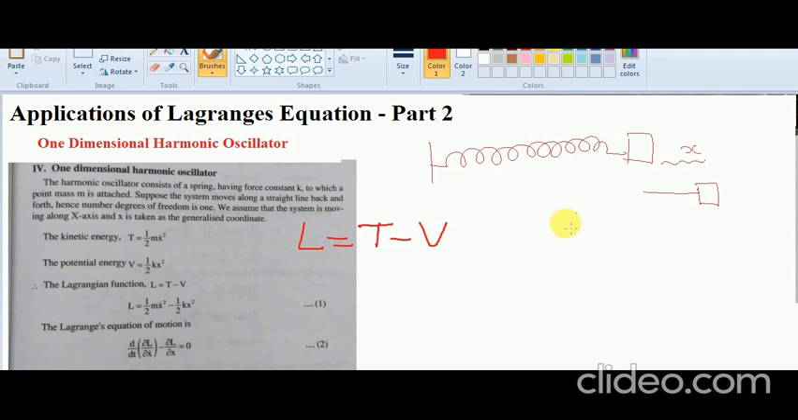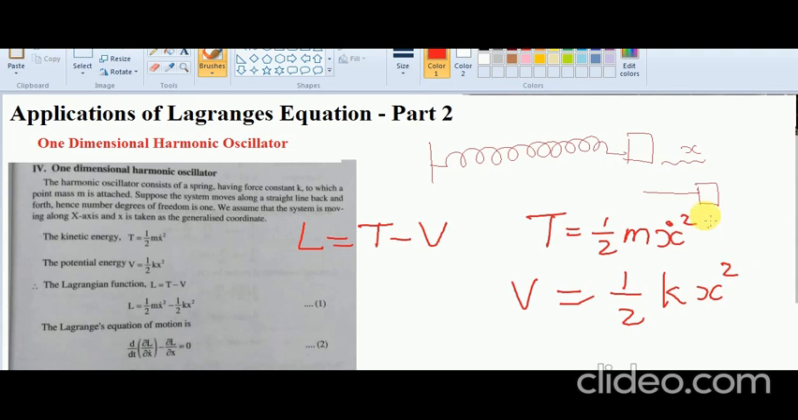And what is the expression for kinetic energy? That is half m v square. So half m x dot square. x dot stands for velocity. In the same way, the potential energy of a spring, you all learned, is half k x square, where k is the spring constant of the spring. Now, what is L? L equal to half m x dot square minus half k x square.